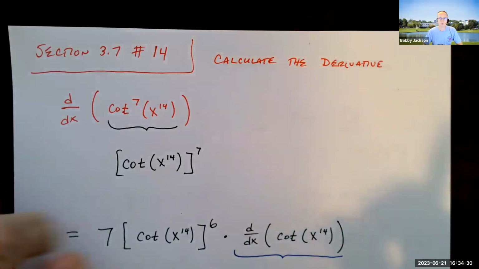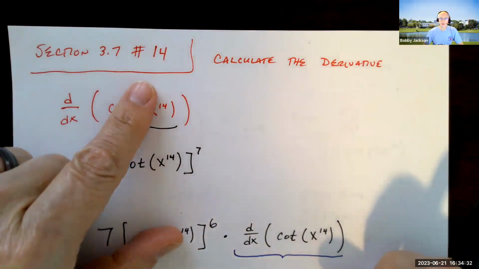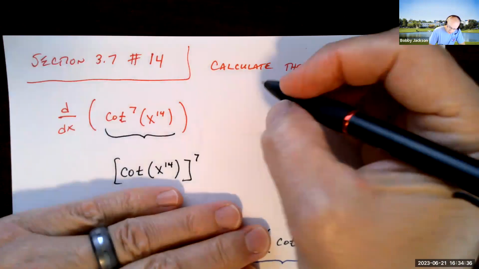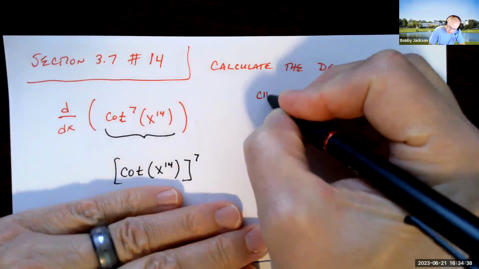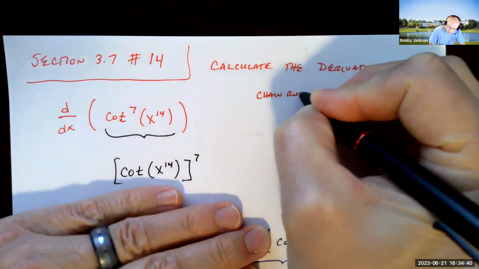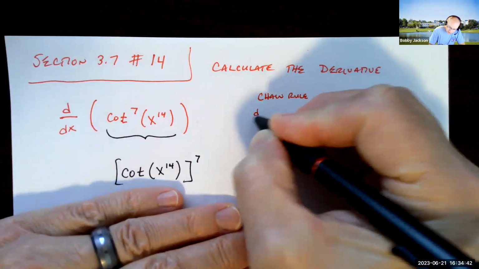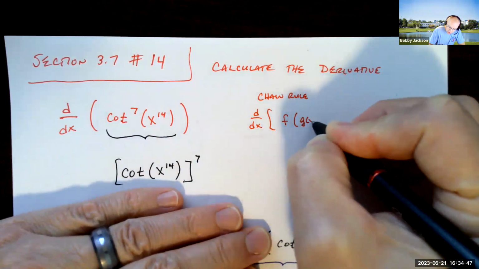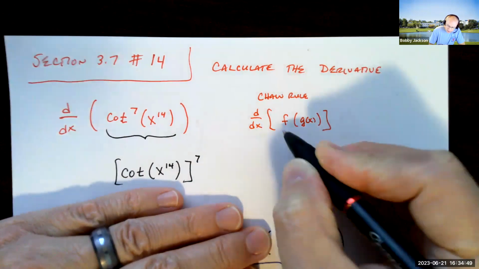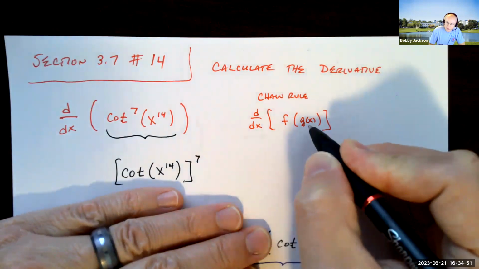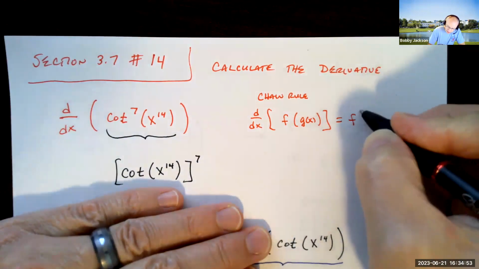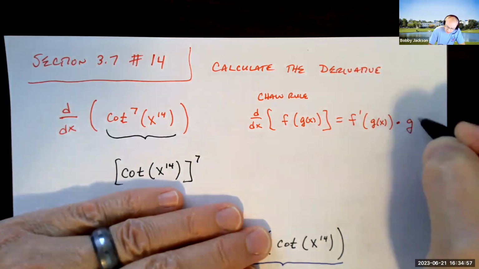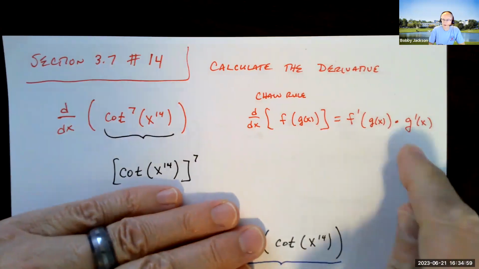All right, we're going to look at number 14 in section 3.7, calculate the derivative. Again, these problems all involve the chain rule, so make sure you're familiar with that. The chain rule says the derivative with respect to x of f of g of x, where f is the outer function and g is the inner function, is the derivative of the outer function, evaluated at the inner function, times the derivative of the inner function.